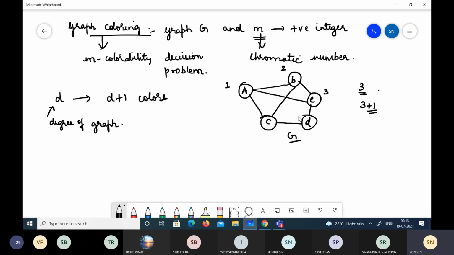Adjacent vertices should not have the same color. Then we can again color with 1 because it is not adjacent. Now we can take 3 or 2 for this, so that the vertices will not be adjacent. See here, 3 is surrounded by 1, 1. E is surrounded by 2 and D. So the adjacent vertices should not have the same color. That's the idea here. You can choose colors in such a way that you use the minimum number of colors, and at most you can have 3 plus 1, degree of the graph plus 1, colors.